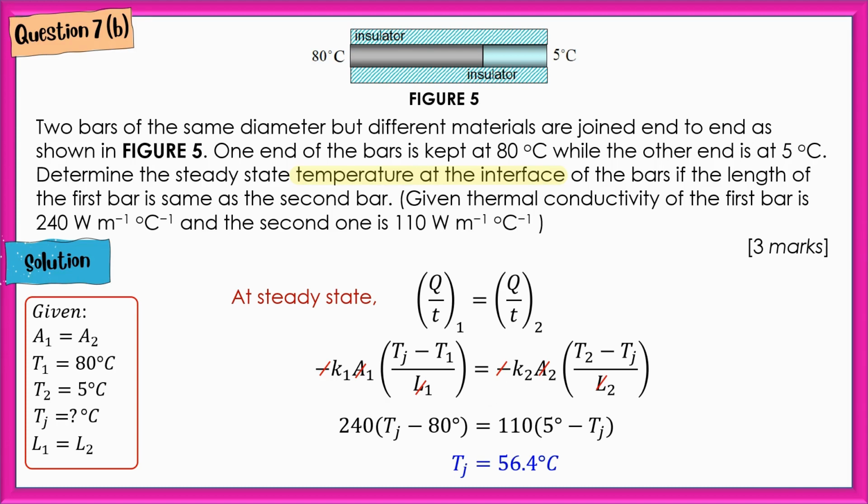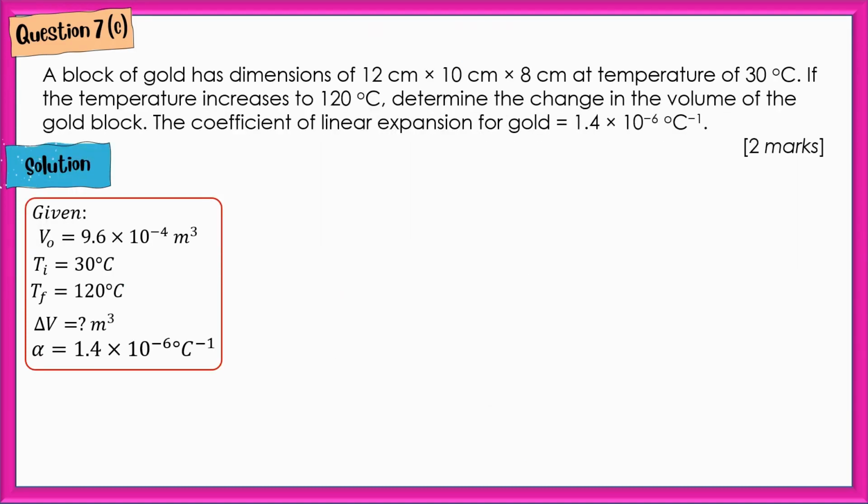Question 7c. A block of gold has dimensions of 12 times 10 times 8 cm at the temperature of 30 degrees Celsius. If the temperature increases to 120 degrees Celsius, determine the change in the volume of the gold block. Given the coefficient of linear expansion for the gold is 1.4 times 10 power of negative 6.